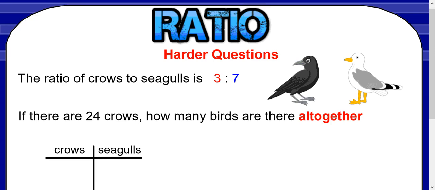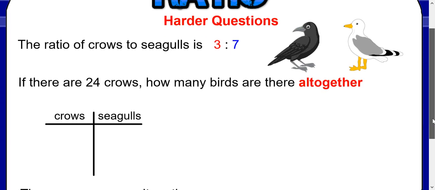Hi there. In this last lesson in ratio, I'm going to look at a few harder questions and then some proportion questions. So let's look at this first question here. The ratio of crows to seagulls is 3 to 7. If there are 24 crows, how many birds are there altogether? That's the new part, the altogether part, instead of saying how many seagulls will there be. So we'll just have a quick look at that.